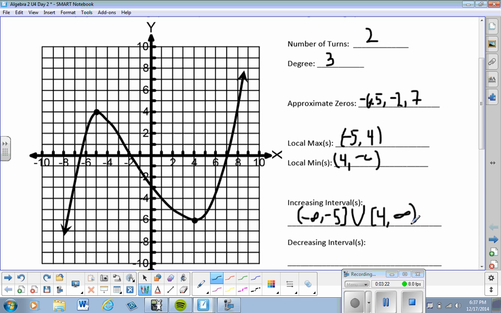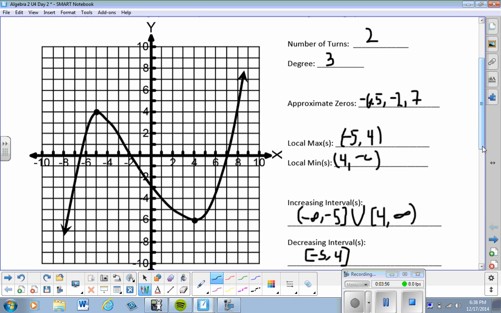Alright, so decreasing, where is it decreasing? Where is it going down? So it's going down from negative 5 all the way to positive 4. So that interval is negative 5, and the bracket is there because it's inclusive, and to positive 4. Another bracket because it's also inclusive.